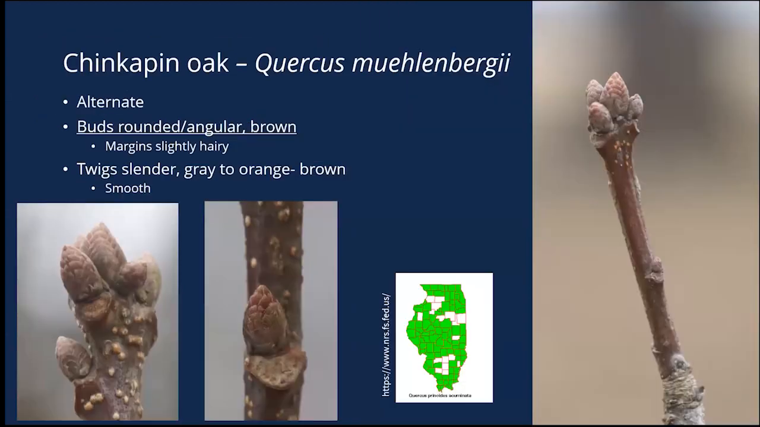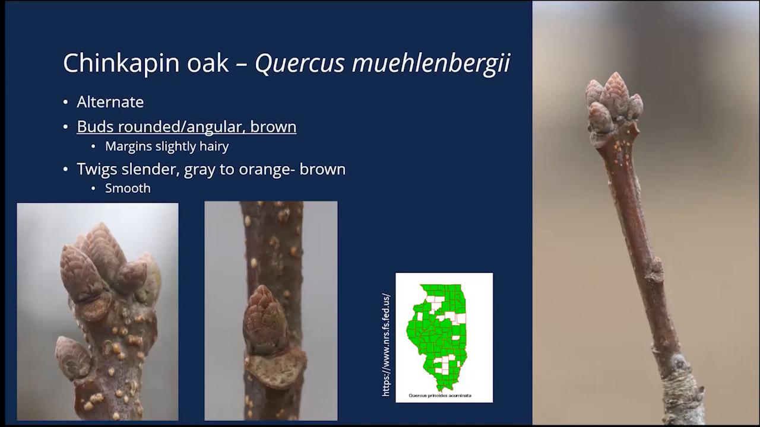Now, the third in this group, chinkapin oak, looks a little different again, as far as the upland white oaks go. This one has the most pointed buds. They're rounded or angular, but if you cut them in cross section, they'll be strongly angular. They're more pointed than either of the other two. The margins of the scales are going to be slightly hairy, and you can see that in the pictures where it shows up as those white lines. The twigs are slender, much thinner than post oak, gray to maybe orange, brown, or reddish.